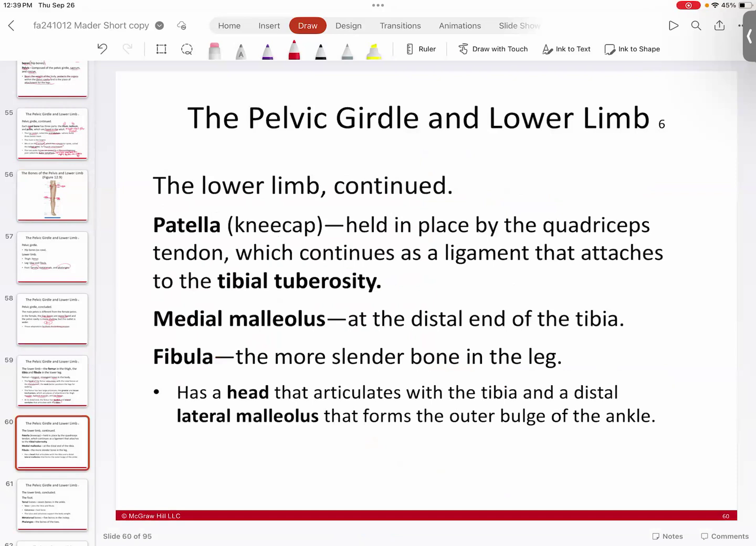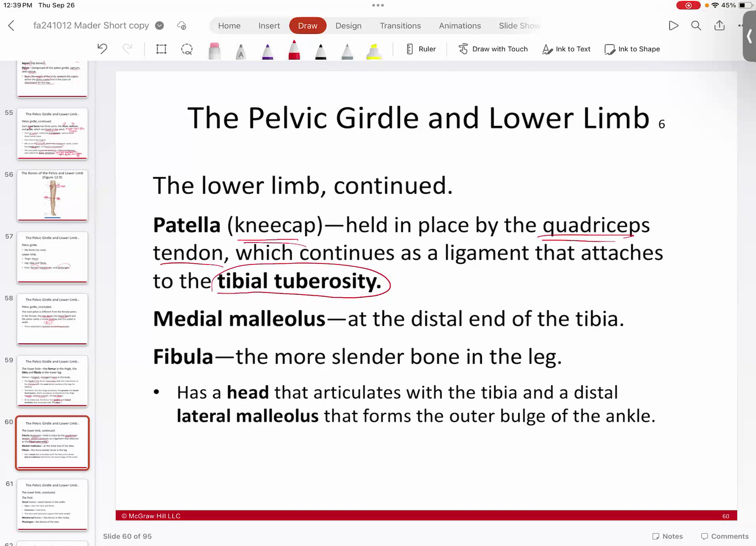Now then, we take a look at the patella. The patella is a kneecap. And so this is basically held in place by your quadriceps tendon. So your quad group basically wraps over your patella and holds it on top of your knee. And then it'll actually continue as a ligament and attach your patella to the tibial tuberosity, which is that little bump of bone just above the tibia, just at the top portion of the tibia.